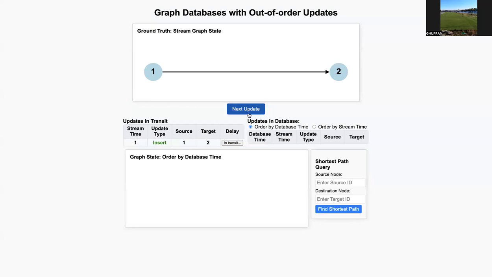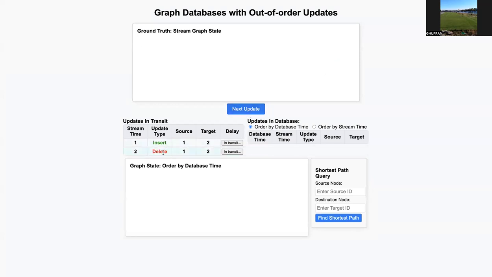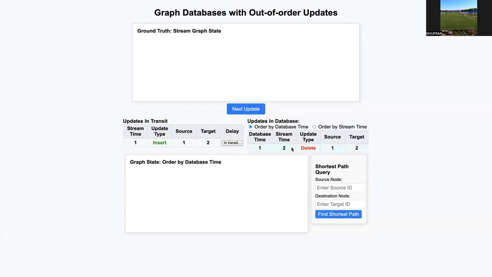Next, a deletion of edge from vertex 1 to 2 is emitted at stream time 2, and it is also placed in the transit area. Now let's consider that this deletion update from vertex 1 to 2 at stream time 2 reaches the database first, that is, it is out of order. For our demo, we illustrate this by moving the edge from the in-transit area to the database area.